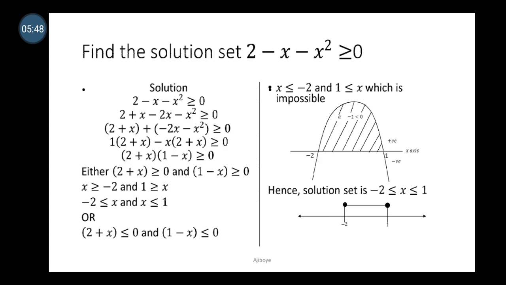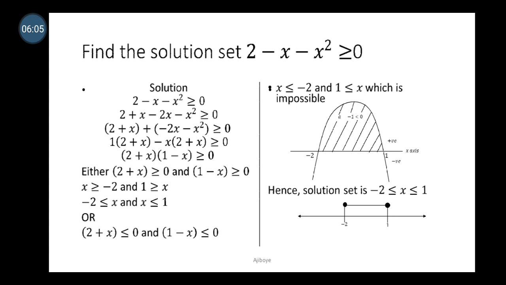Let's look at another example. So we're asked to find the solution set of 2 minus x squared greater than or equal to 0. Of course, the first thing to do will be to factorize the quadratic expression. That's usually the first step.